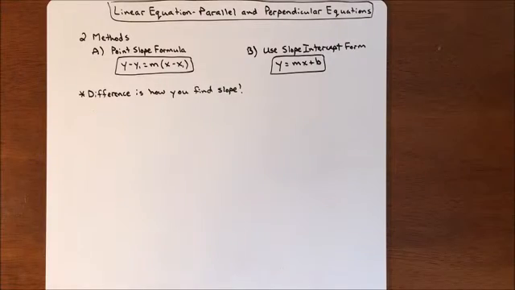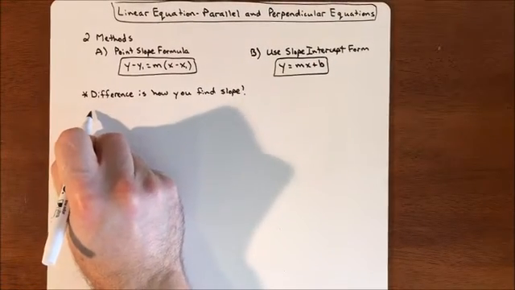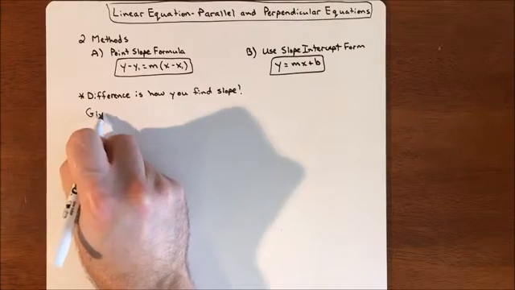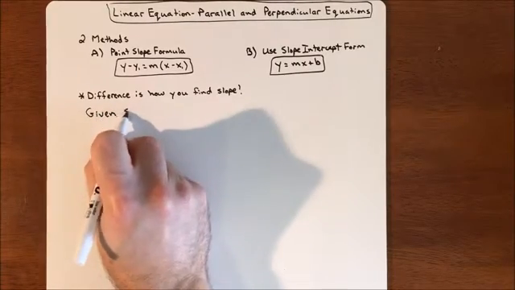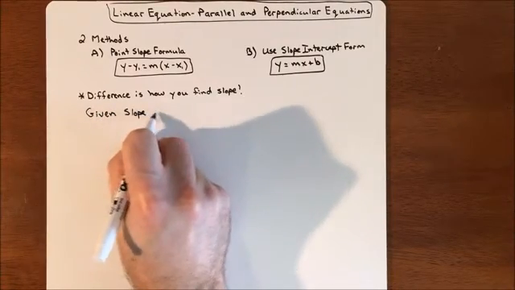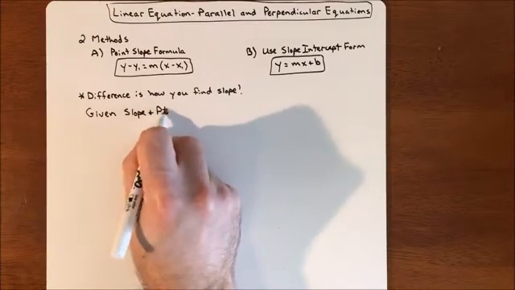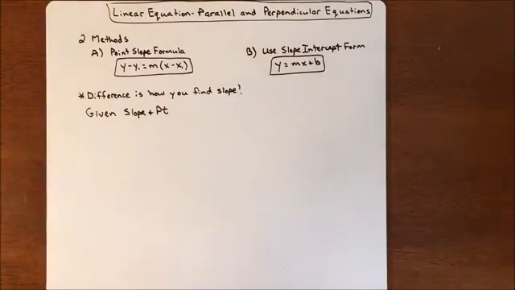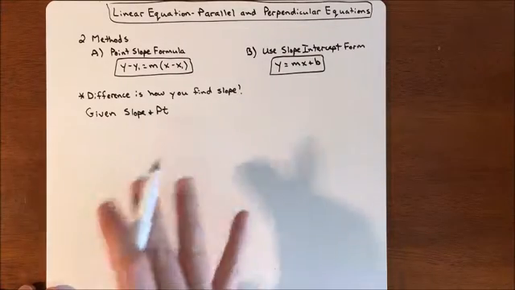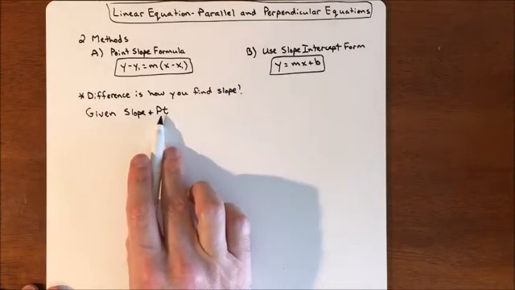So the first situation that we have is we're going to be given a slope and a point. The point is almost always given. Very rarely do they give you a situation where you don't have a point. So usually it's some information, but there's almost always a point attached to it.